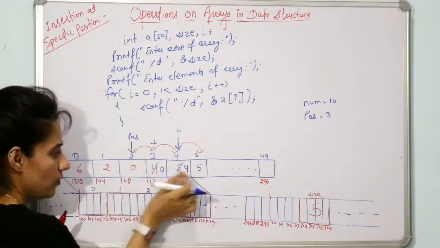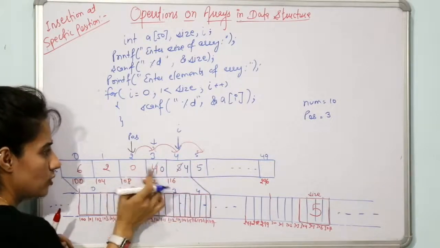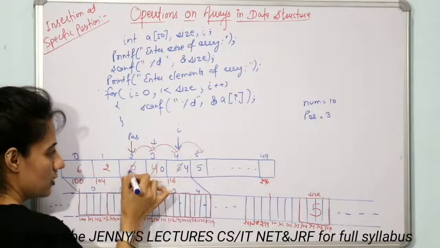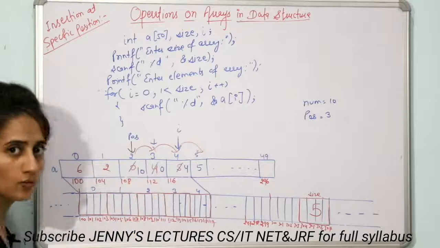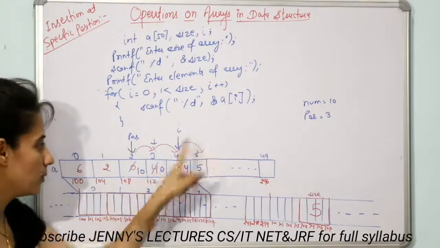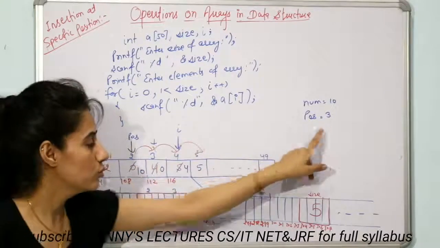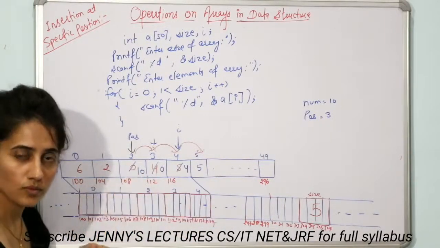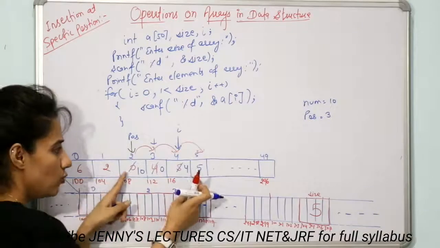We have 0, 4, 5 here. Now 0 is duplicated, so we can insert 10 here. We can overwrite this 0 now. So that is how we can insert this number 10 at position 3. Position 3, index is 2. Fine. So how are we going to write down this loop?